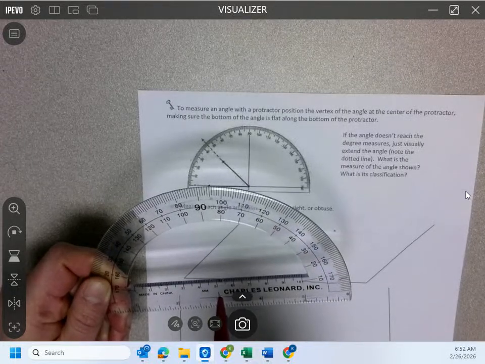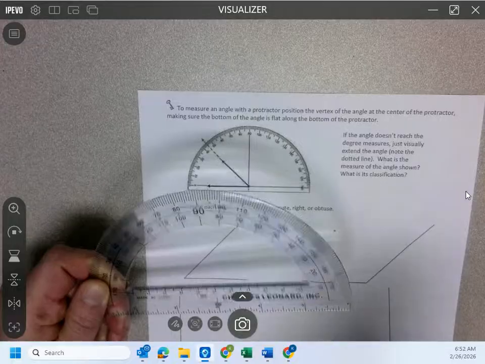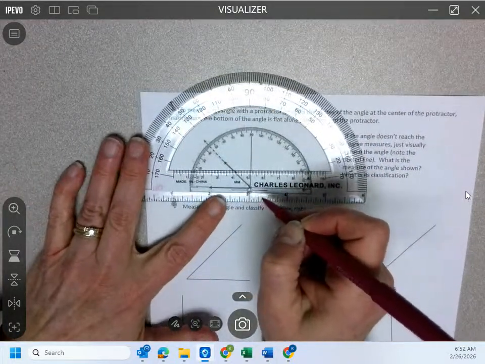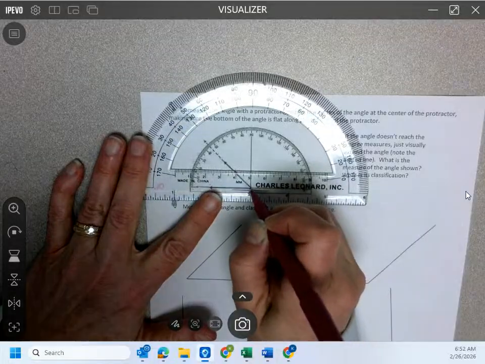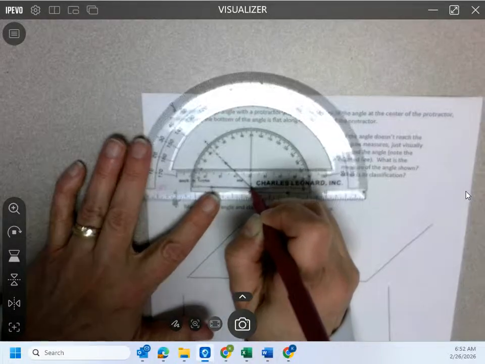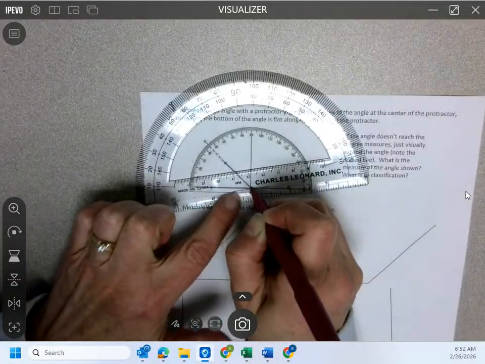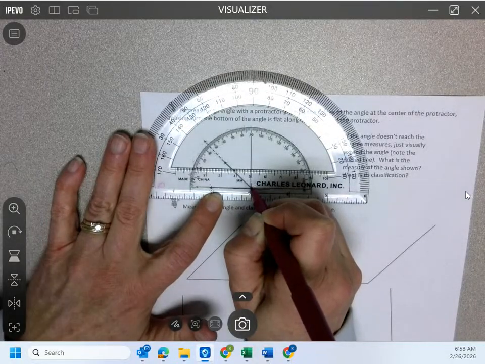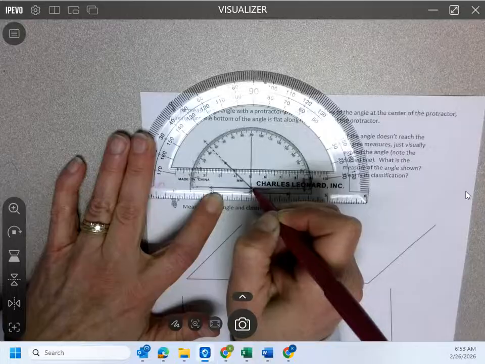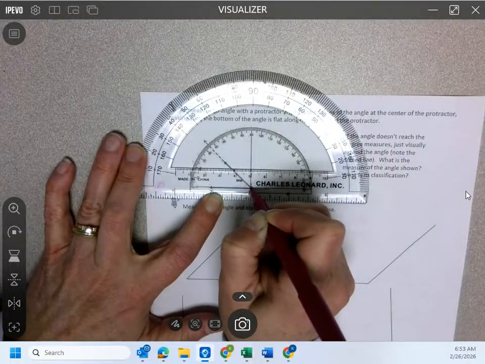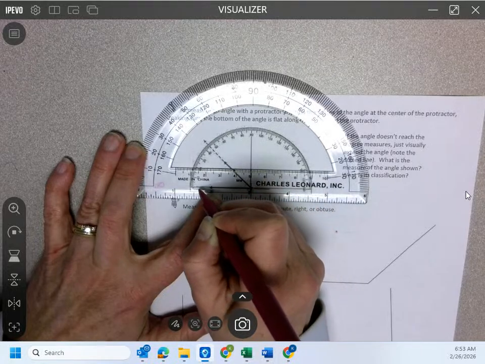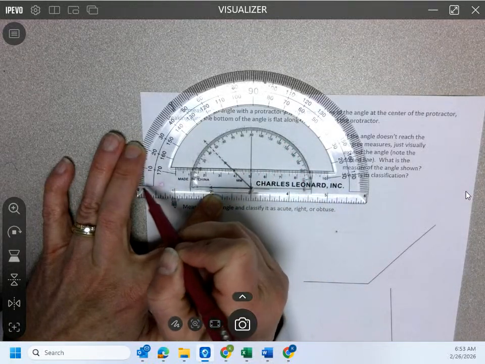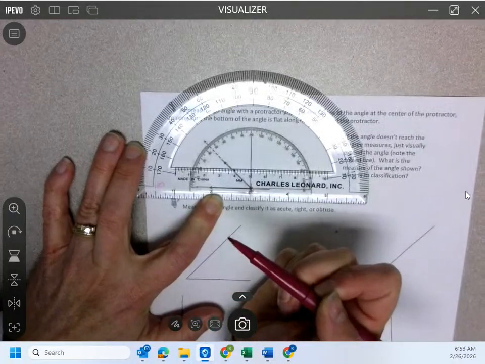But if you have a hole in the middle like the class set, you're going to match up that hole with the vertex. So put that vertex right where that hole is and then match up this line on the protractor with that bottom line on your angle. Then remember what I said, you go from that vertex, you follow that bottom line to tell you which set of numbers you're going to do. Are you going to do the inside numbers or are you going to do the outside numbers?